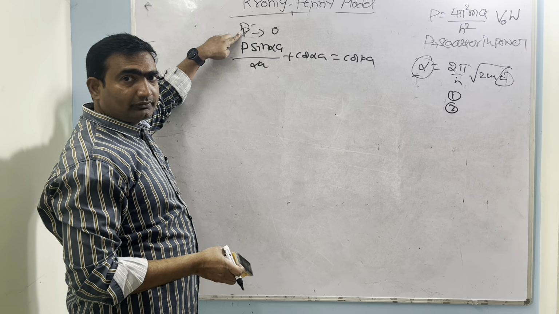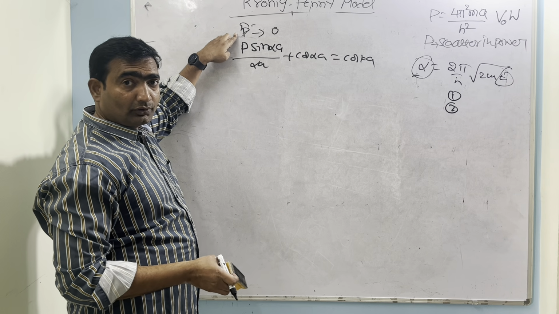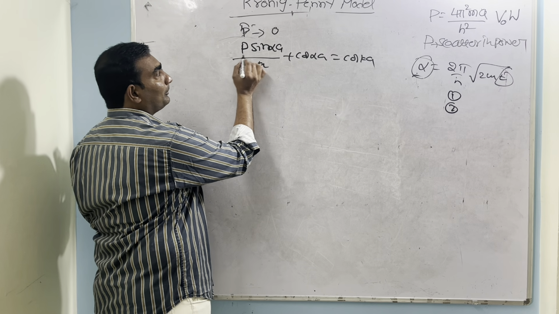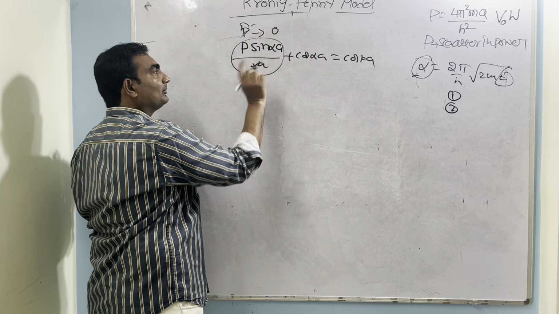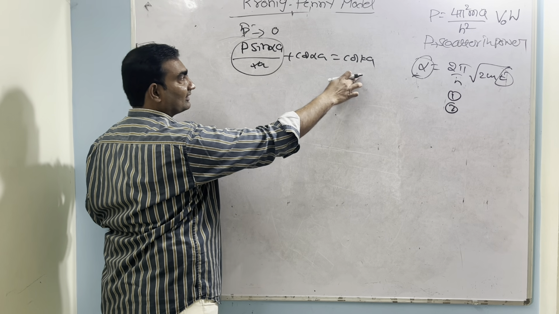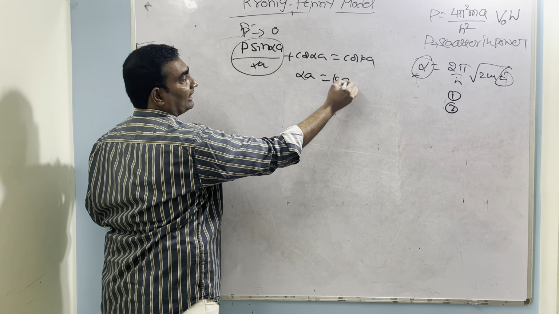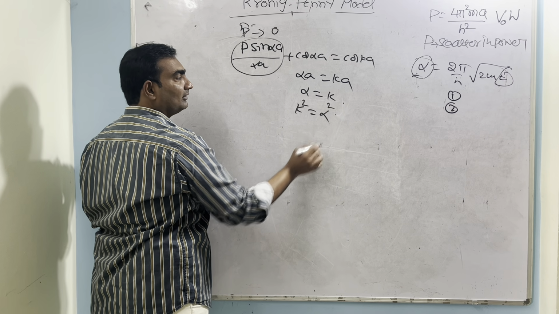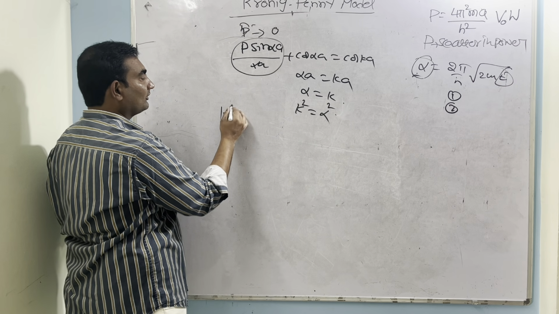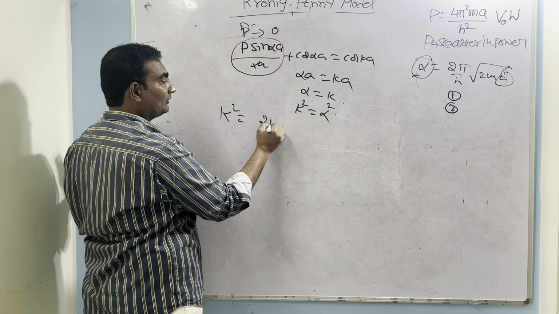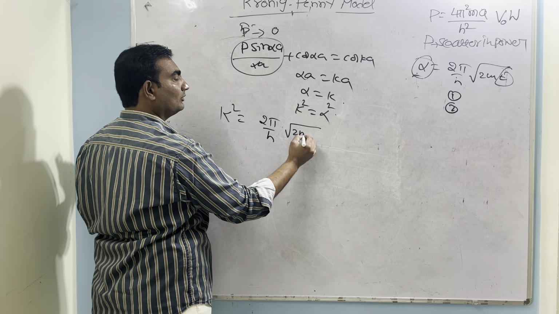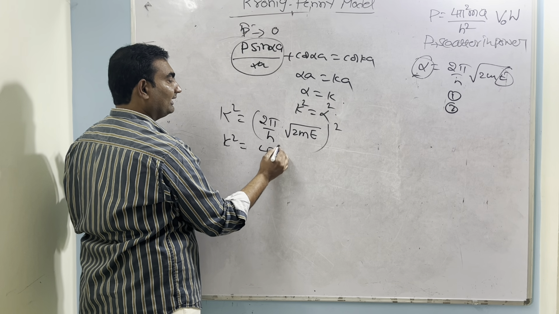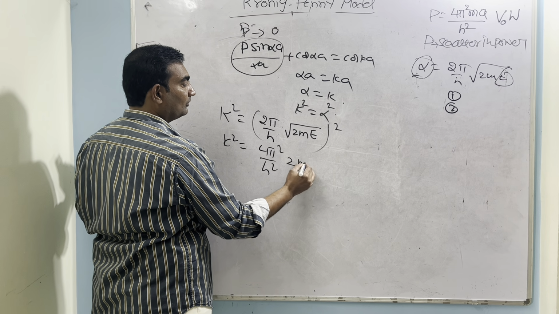When P tends to 0, of course, it is the last case. If there is no interaction between the electron and the positive ion, which means that the P term becomes 0, which means that cos alpha A is equal to cos Ka. Of course, alpha A is equal to Ka, so alpha is equal to K. Then K square is equal to alpha square. What is the value of alpha? It is 2 pi by h into root over 2mE, whole square. So K square is equal to 4 pi square by h square into 2mE.